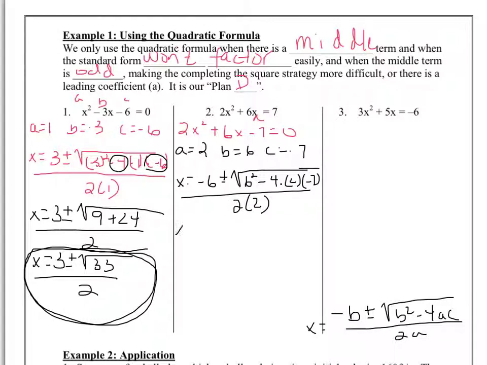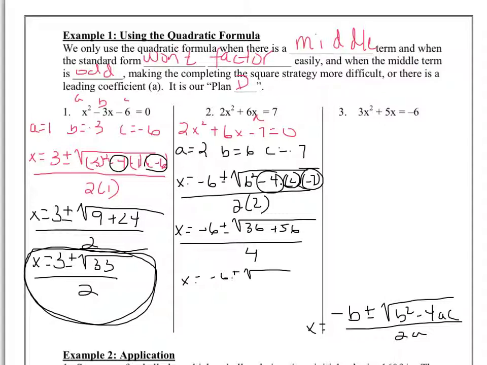Okay? Simplifying here, I get negative 6 plus or minus 6 squared is 36. And then negative 4 times 2 is negative 8. And negative 8 times negative 7 is 56, over 4. Okay? And again, last step. Negative 6 plus or minus the square root of 92 over 4. Okay, so here's where I need to simplify.